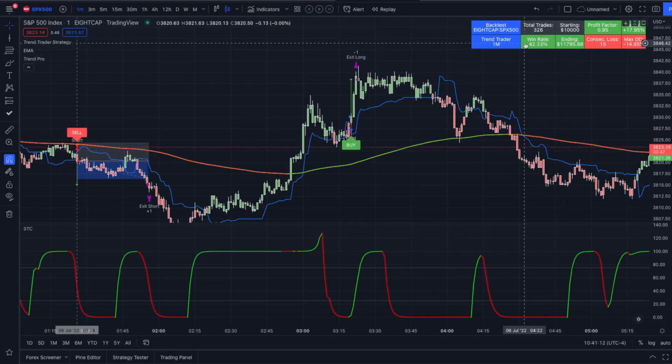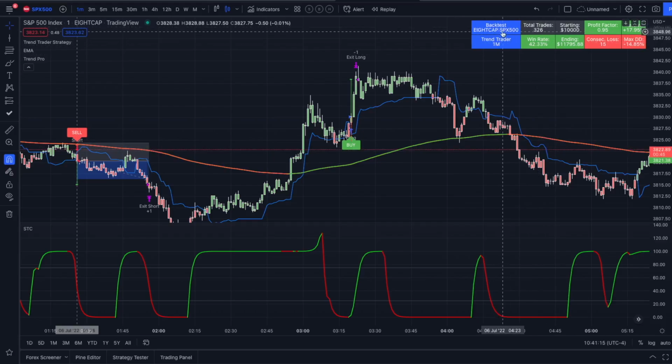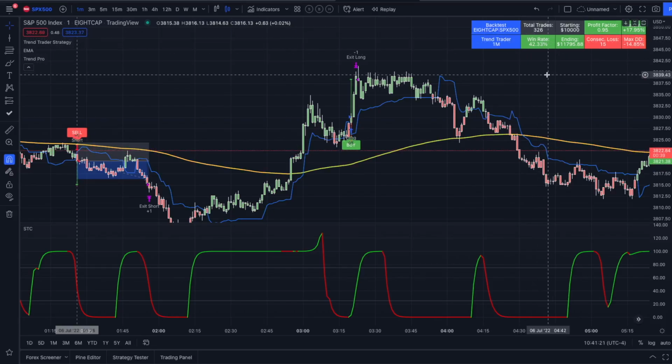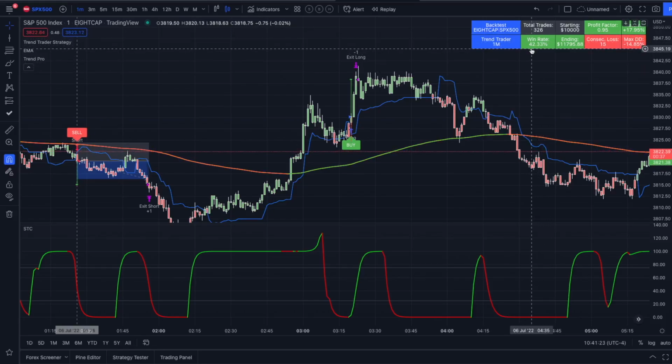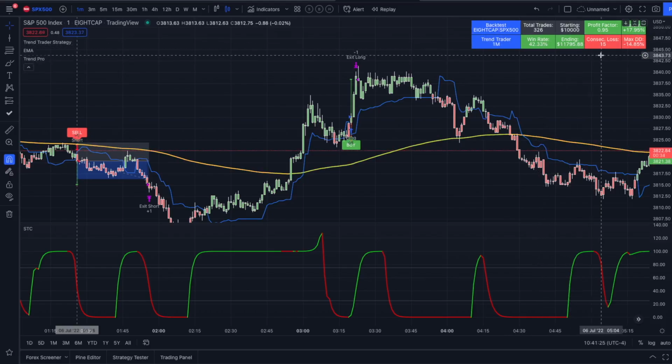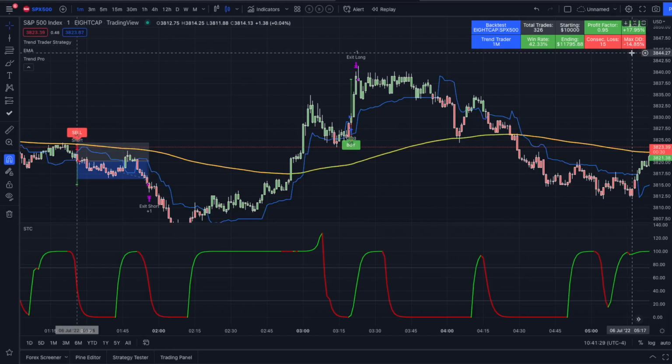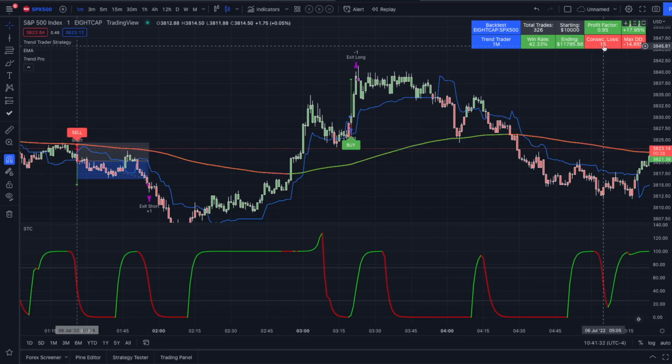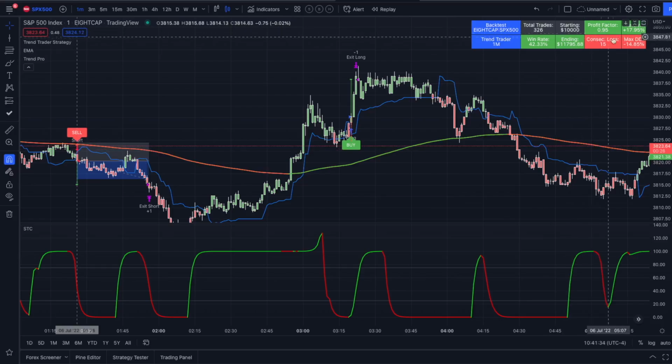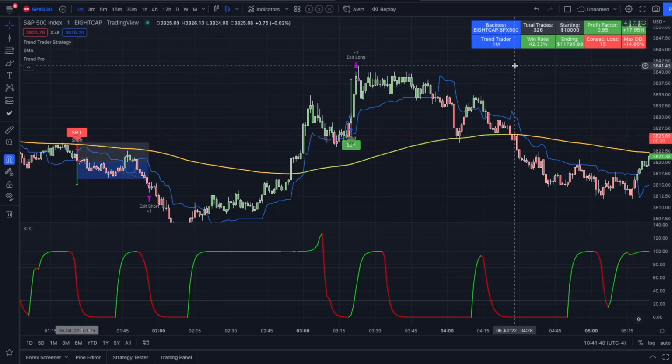So we see, outright on a 1-minute chart on the S&P 500, we closed a total of 326 trades with a win rate of 42.33%, 15 consecutive losers with a max drawdown of 15%. That's by risking 1% per trade.